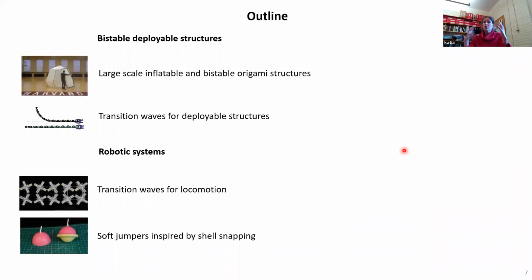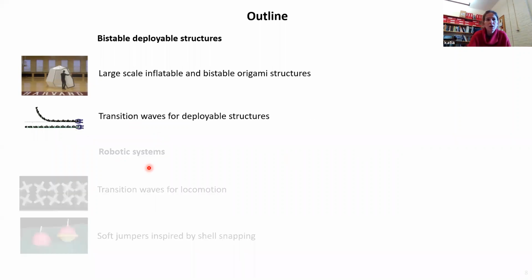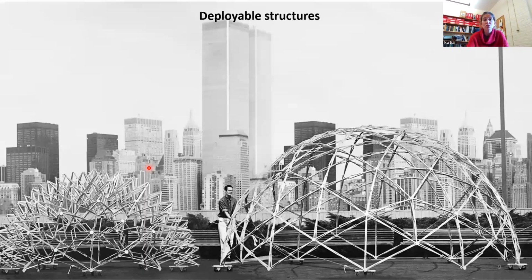And today I want to tell you about a recent effort on exploiting bistability to design deployable structures, and on exploiting bistability to design machines that are capable of simple tasks, so robotic systems. All right, so let's get started. Let's start by focusing on the first project, where we have been exploiting bistability for designing deployable structures. So what are deployable structures? I think you're all familiar with those, right? These are structures that have a compact state that is very suitable for transportation and storage, but then they can expand for functionality.